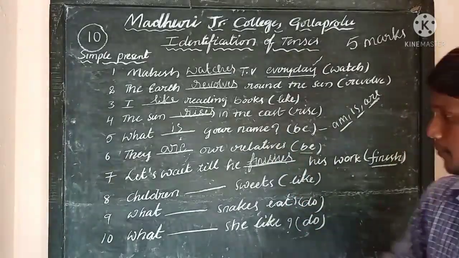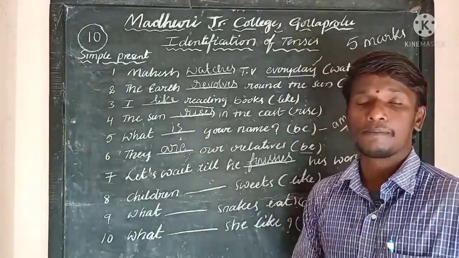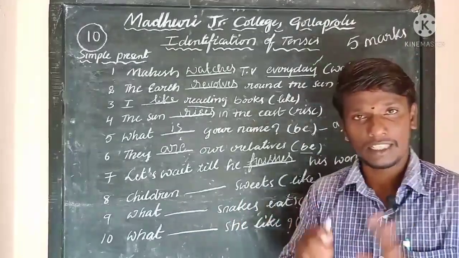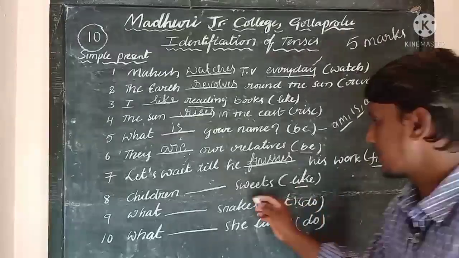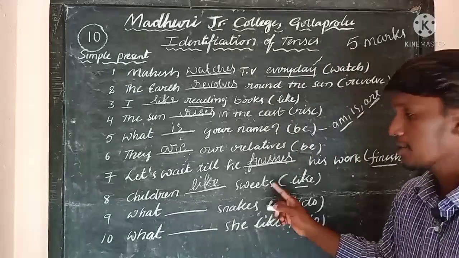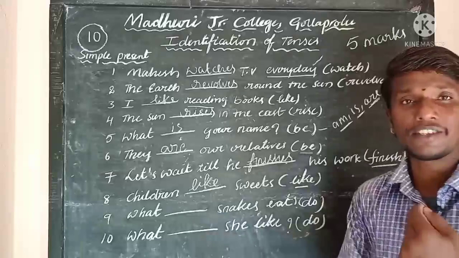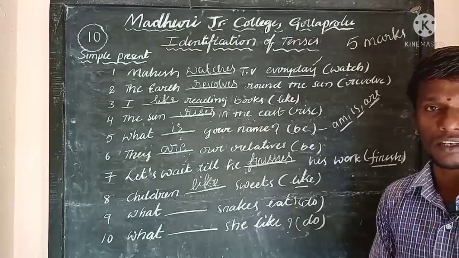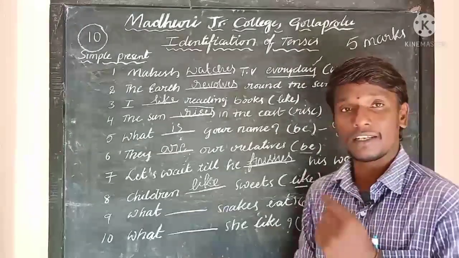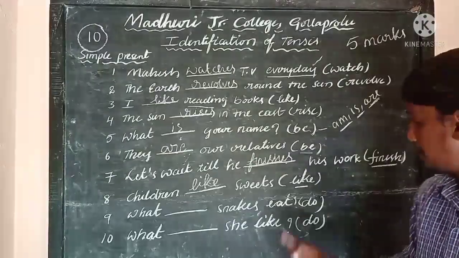Okay, now coming to the children. Is children singular or plural? Yes, it is absolutely plural. So, children like sweets. It is quite common. Here you should write the verb as it is without changing. Children like sweets. If it is a child, child likes sweets. As child is a third person singular, therefore you should write likes. But here children is plural, therefore it is better to write the verb as it is, like, right?